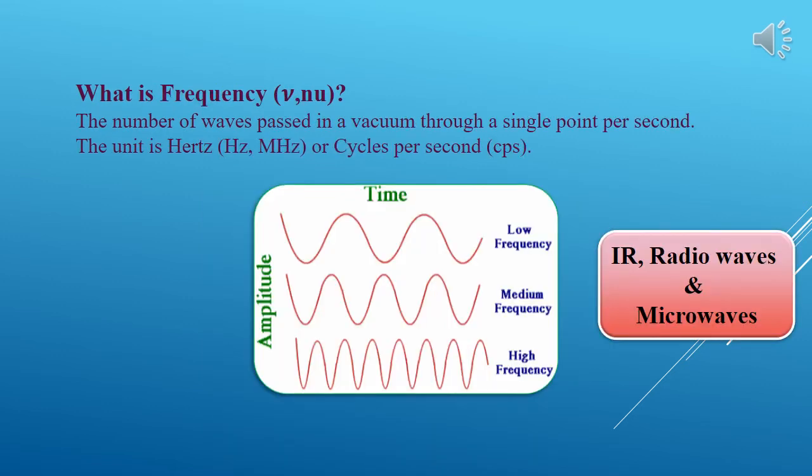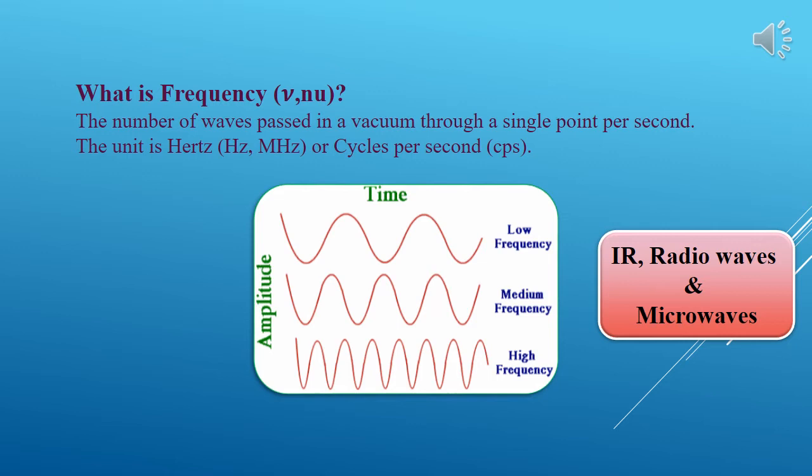What is frequency? That is nu, mentioned with nu. The number of waves passed in a vacuum through a single point per second. The unit is hertz or megahertz, or cycles per second, megacycles per second. Frequency unit is hertz or cycles per second.